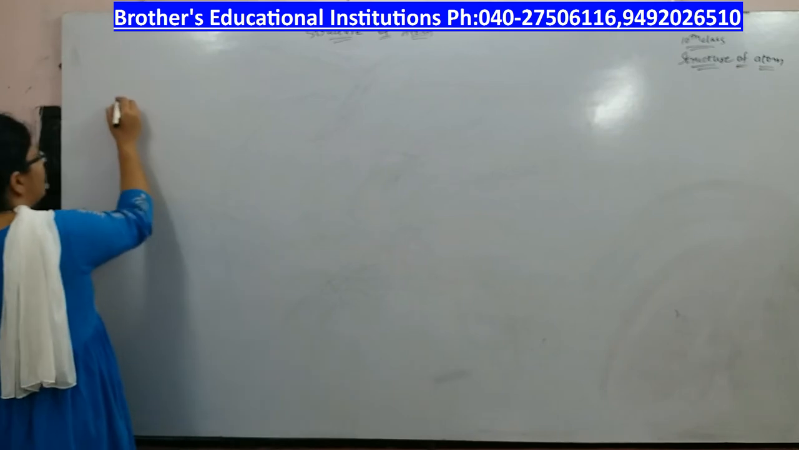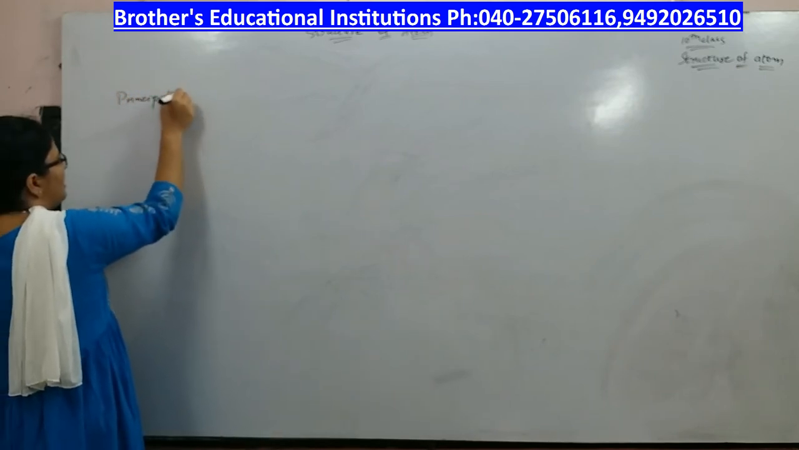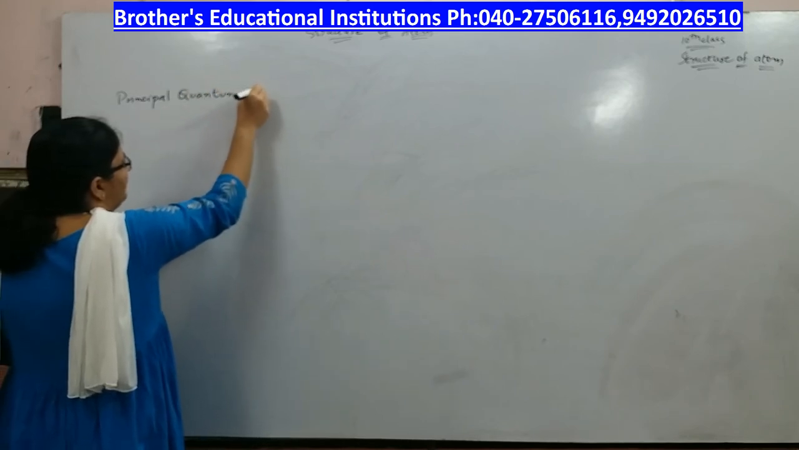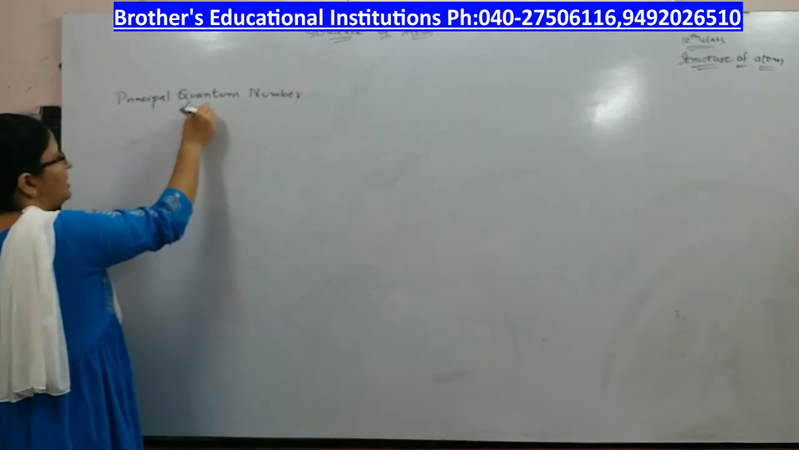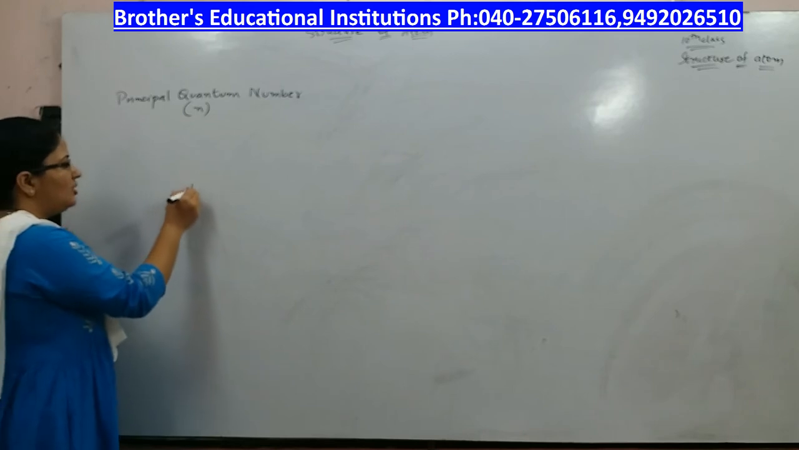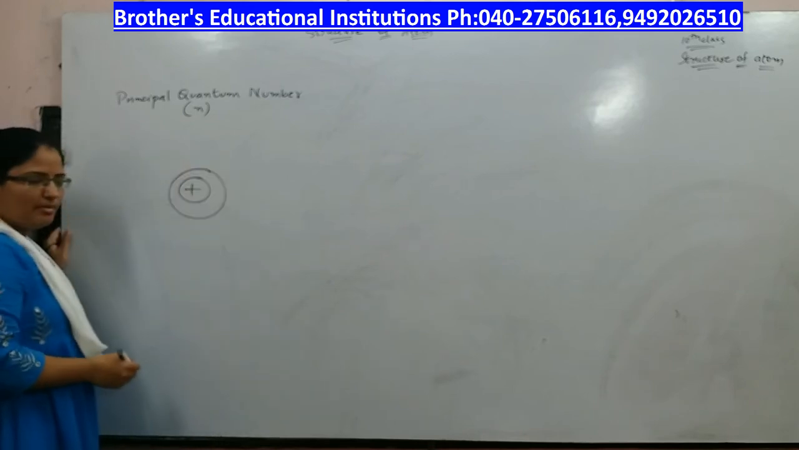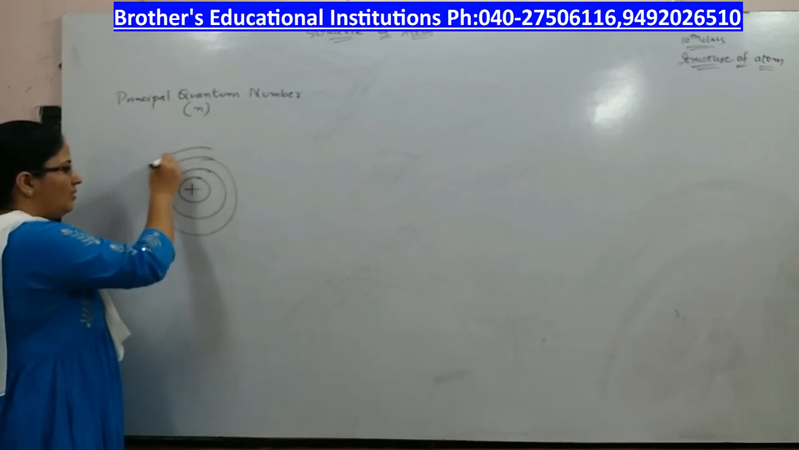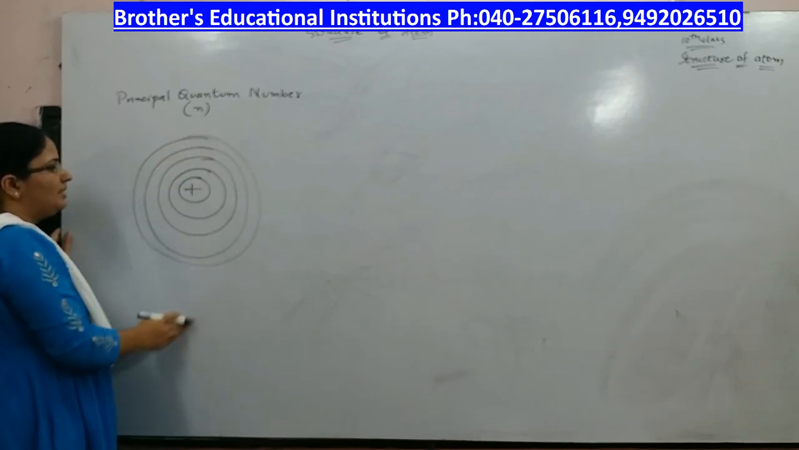The first quantum number that we have is the principal quantum number. This principal quantum number is denoted by the small letter n. It shows us the size and energy of the orbit. It gives information about the size and energy of the orbit. Now, let us say this is an atom.